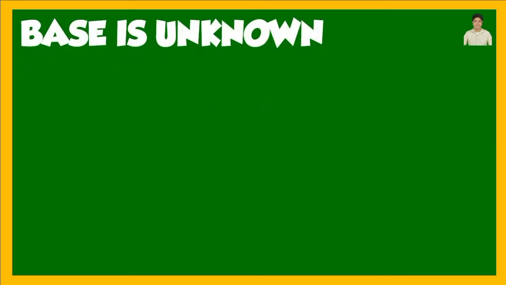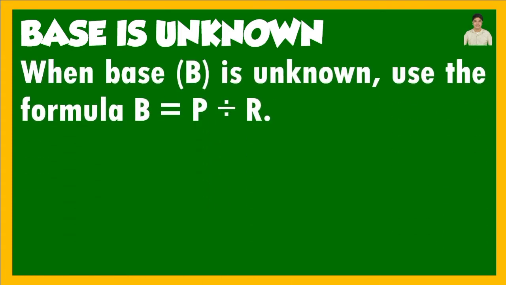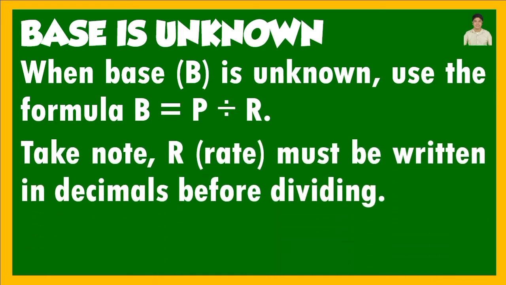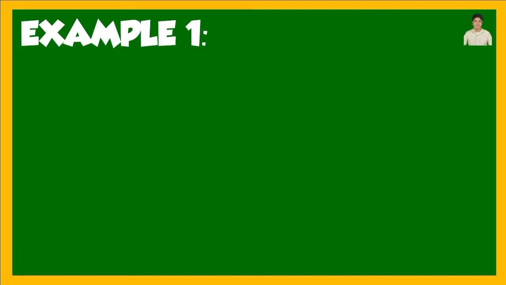So last one, if base is unknown. When base or B is unknown, use the formula B is equal to P divided by R. So kapag unknown yung total, yung whole, di-divide lang po natin yung percentage by the rate. And then take note, rate or R must be written in decimals before dividing. So kanina, ginawa na po natin yan. So ganun din po ang gagawin natin dito. Pero dito ang operation naman natin is division.